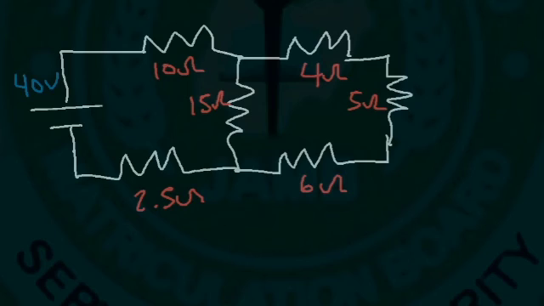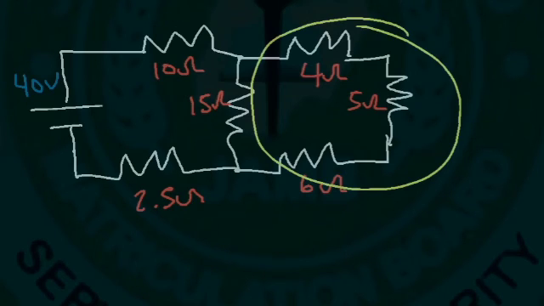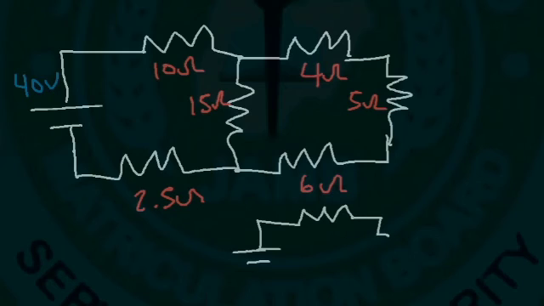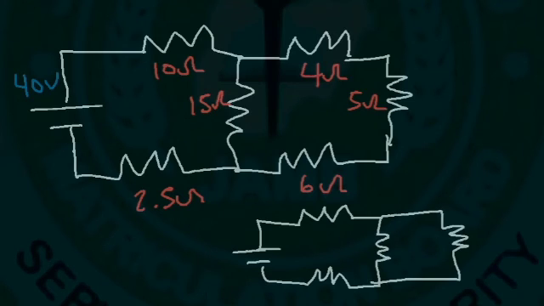So first, let's combine these 3 resistors into a single resistor, because the current that flows through them is the same, so they're connected in series. 4 plus 5 plus 6 is 15. So therefore we have a circuit that is equivalent to this circuit. So this is 15, and this is 15. So we have two resistors in parallel and they have the same value.